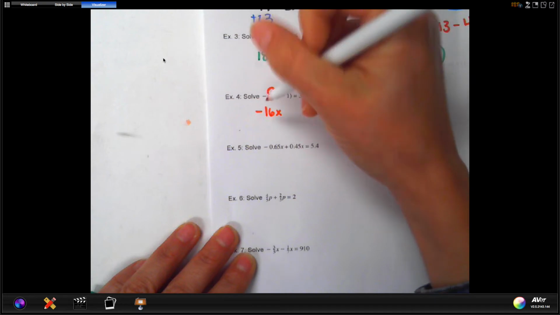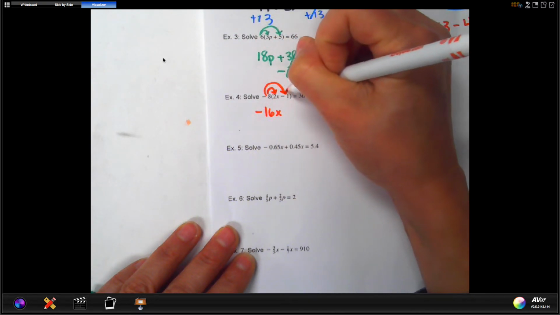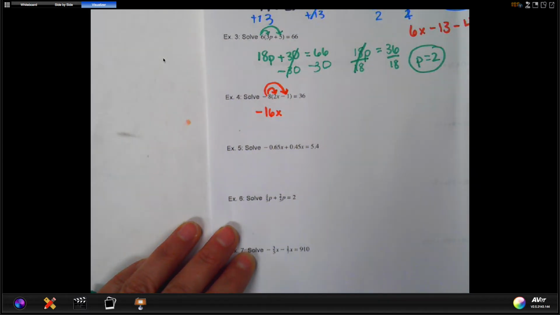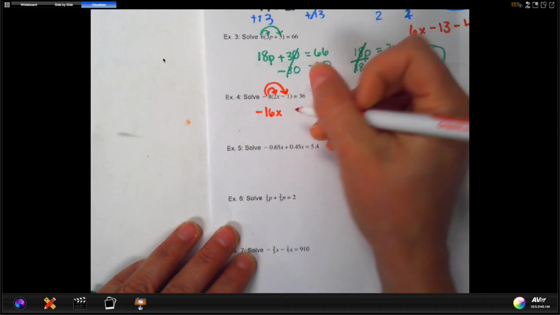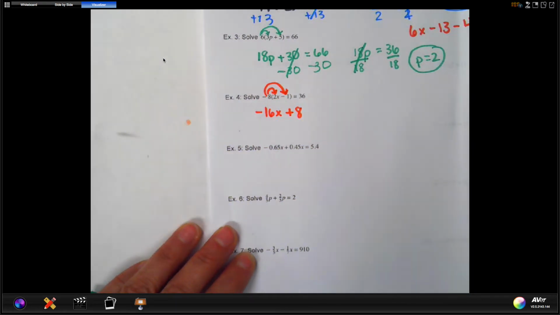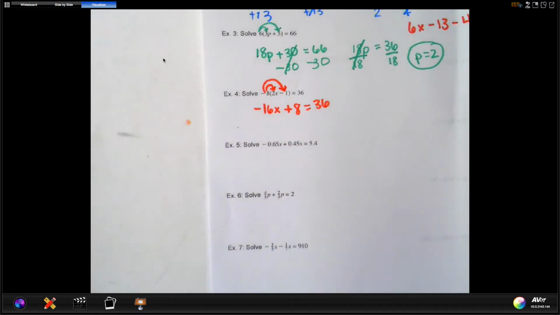Now, this is important. A negative 8, and we're now going to multiply that by a negative 1 because that minus is going to act as a negative here. So negative 8 times negative 1 is going to give us positive 8. A negative times a negative is positive. And then we're going to say equal 36. And once we've done that, we have our standard two-step equation again.